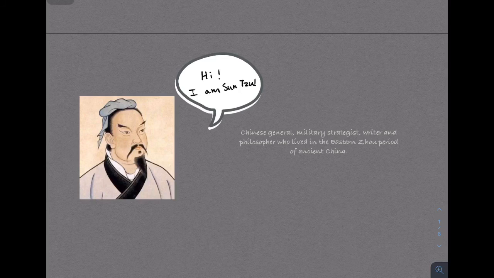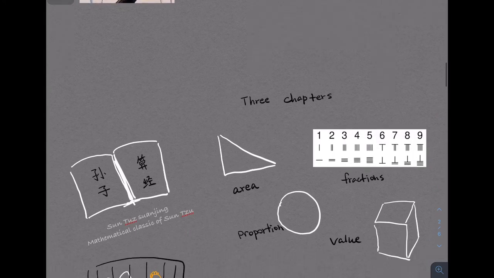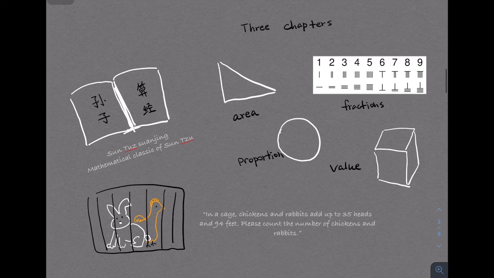You can see Sun Zi is a really famous Chinese general, military strategist, writer, philosopher, and mathematician who lived in the Eastern Zhou period of ancient China. This theorem was discovered in his book, which is called Sun Zi Suan Jing. In English, it's called Mathematical Classics of Sun Zi.